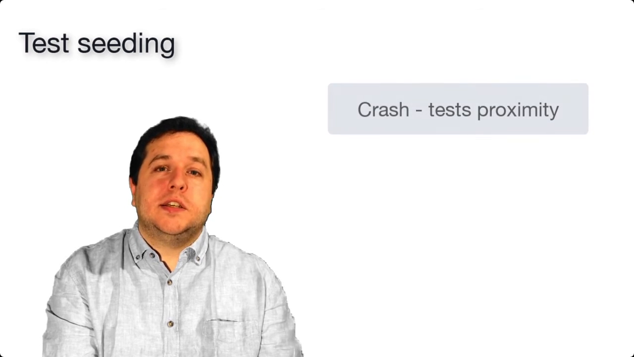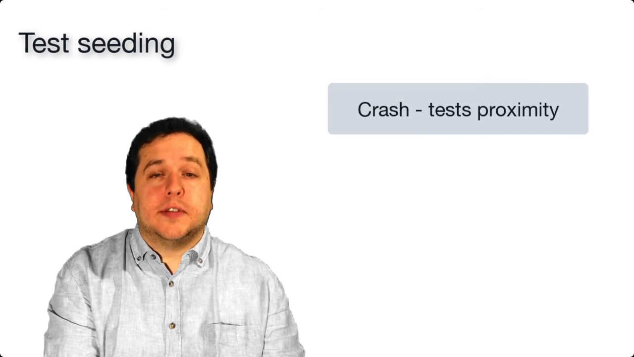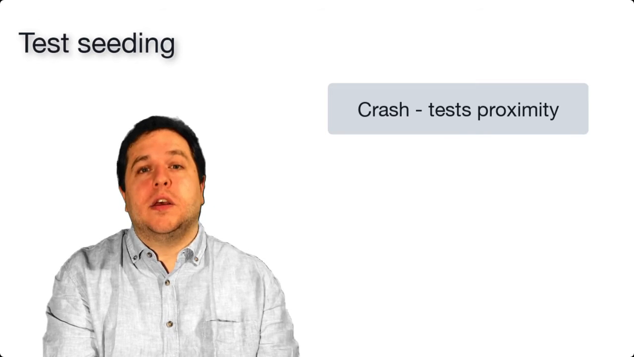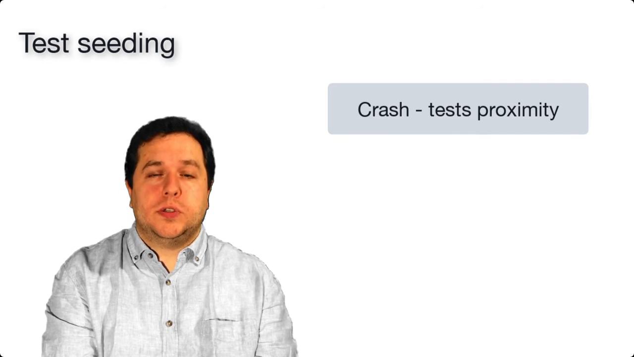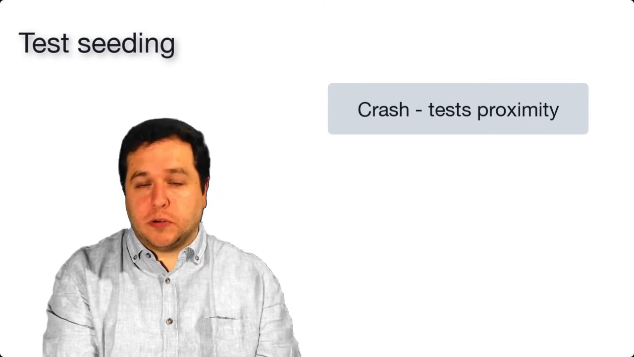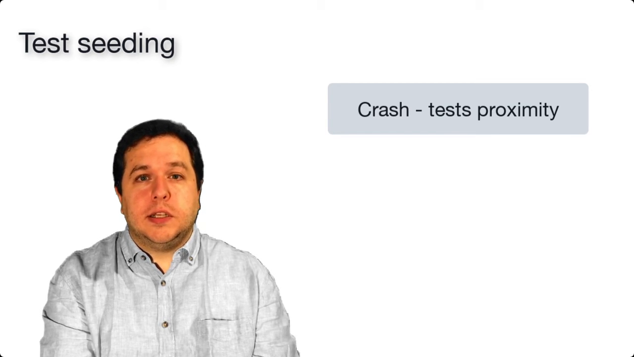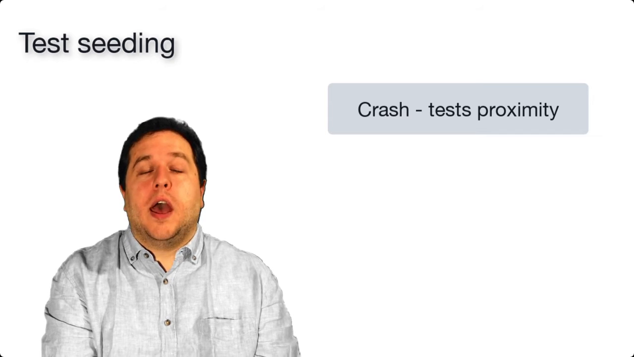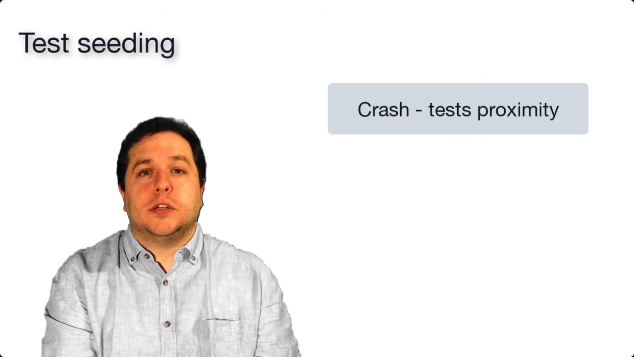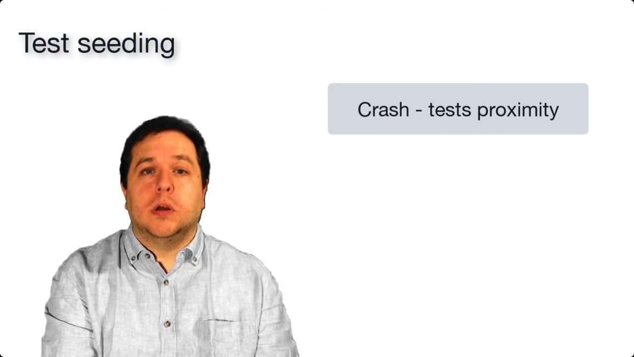First, for test seeding to be effective, we need a test suite that contains test cases with a behavior close to the behavior that we observe in the crash. Such test cases can be cloned during the initialization phase and copied in the initial population to help the search.